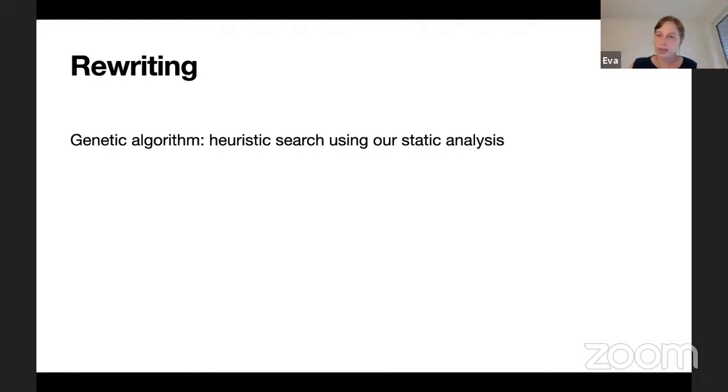But we will use our static analysis from before. So we will always have a guarantee on the rounding error. We won't have a guarantee that we have found the best evaluation order, but we will know that the errors won't be bigger than what our analysis says. And the heuristic search that we have found to be actually very effective was a genetic algorithm.